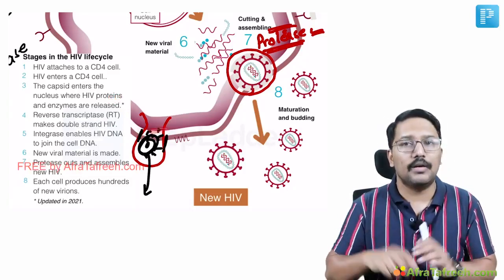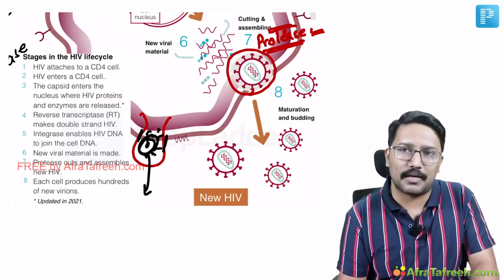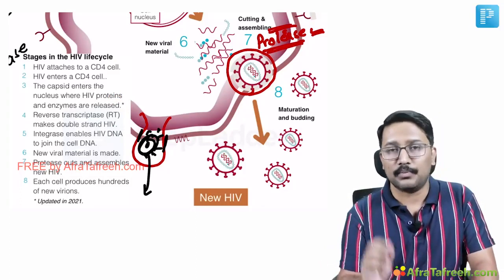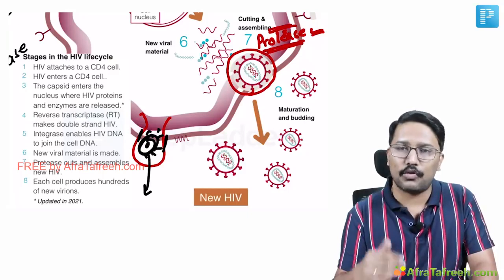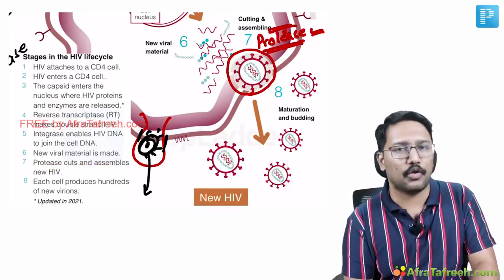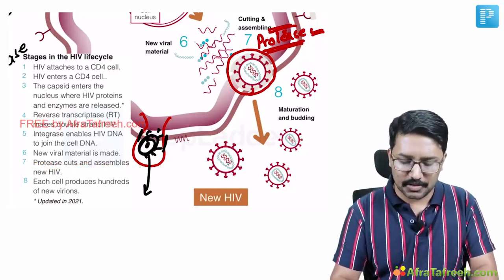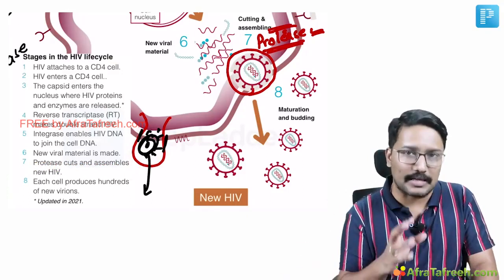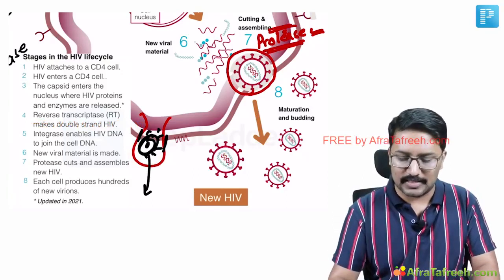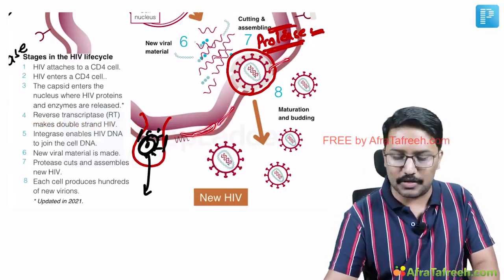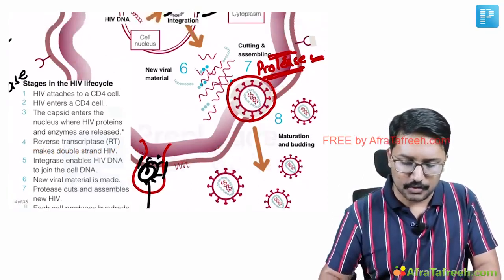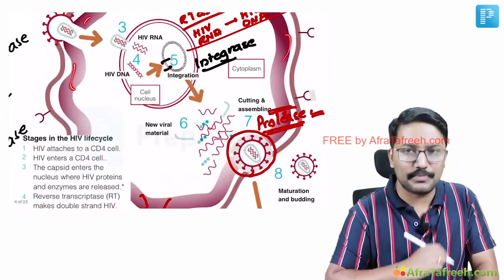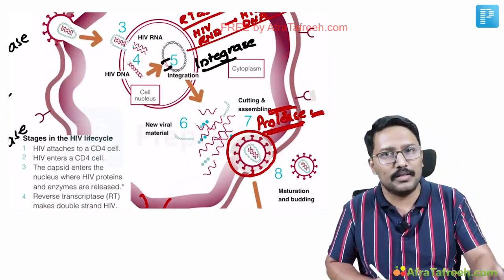Clear? Now once a CD4 cell is infected, right, this viral genetic material uses the CD4 cell for formation of hundreds of its own copies, right? So when hundreds of viral particles are making an exit from the CD4 cell, right, it is leaving behind multiple areas of injured plasma membrane, right? Injured cell membrane of the CD4 cell.